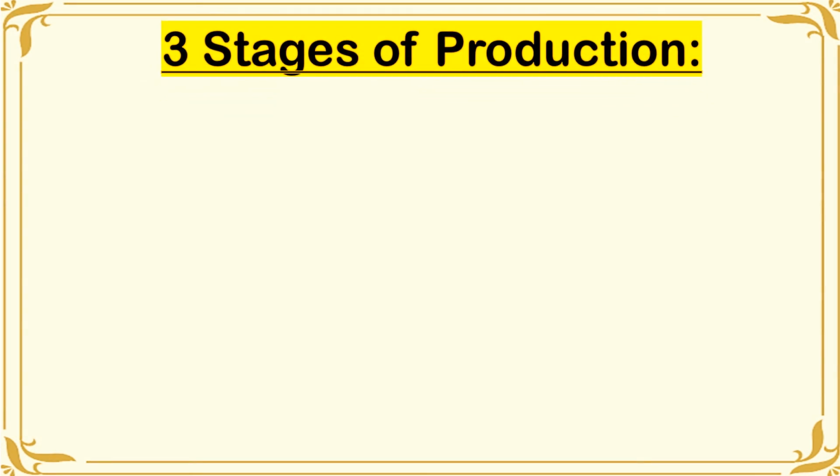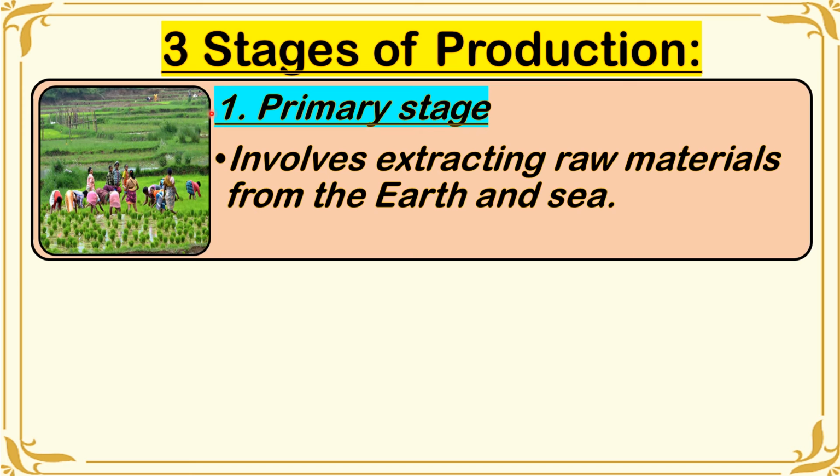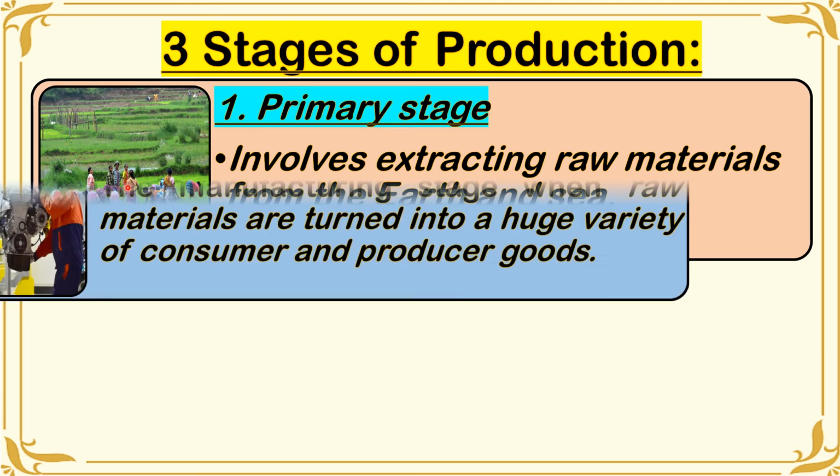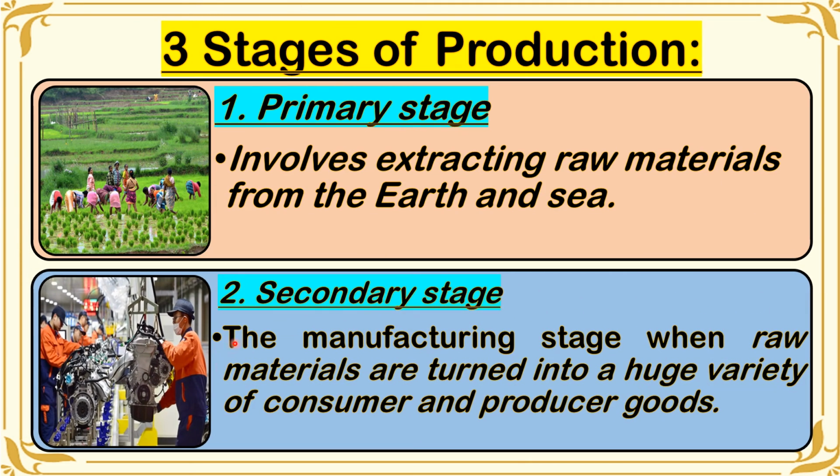Let us study the three stages of production. Number one, primary stage. It involves extracting raw materials from the earth and sea. As you can see here, class, we have people extracting raw materials from the earth, and it depends on what kind of product they are going to extract. Next, the second one, secondary stage, the manufacturing stage, when raw materials are turned into a huge variety of consumer and producer goods. So they are in the processing stage.